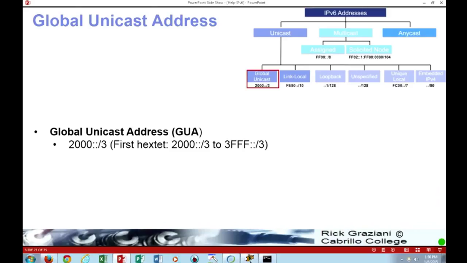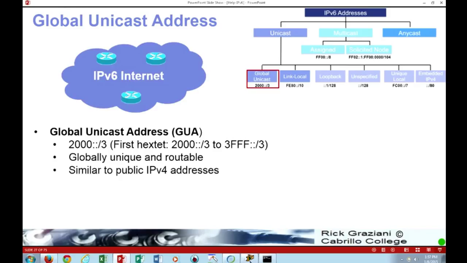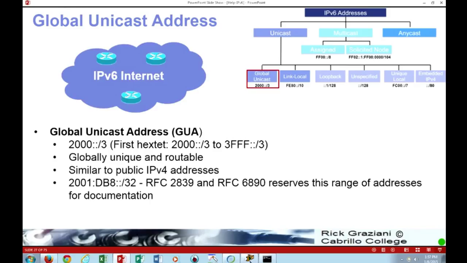Let's look at global unicast addresses. Any address that starts with a 2 or a 3 is a global unicast address, and I'll explain why in a moment. These are globally unique. These are equivalent to public IPv4 addresses in the IPv6 world.